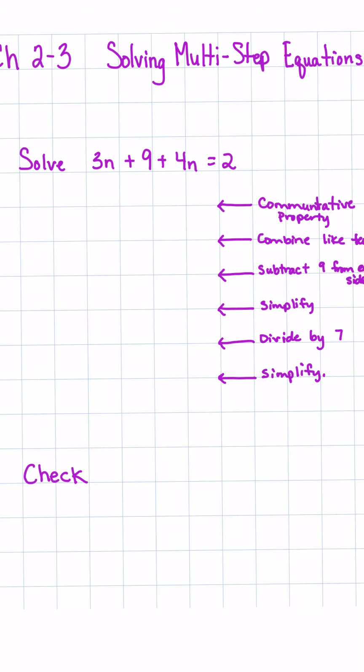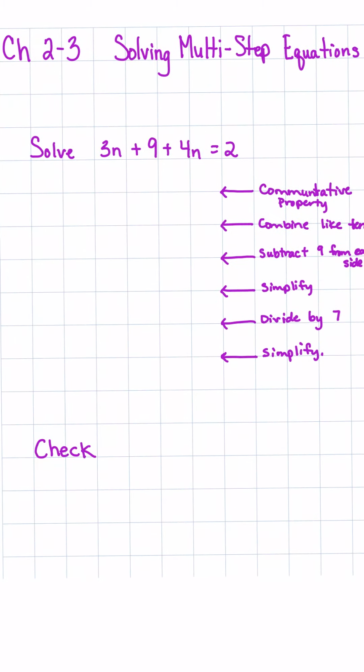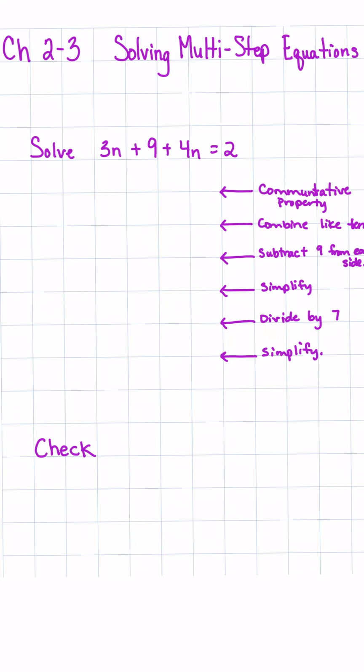Hi class, today we're working on chapter 2-3, solving multi-step equations. You can model many situations with 1 and 2-step equations. More complicated situations, such as finding the cost of multiple items, involve multiple steps. You often need to simplify at least one side of the equation before solving it. To simplify, you combine like terms.